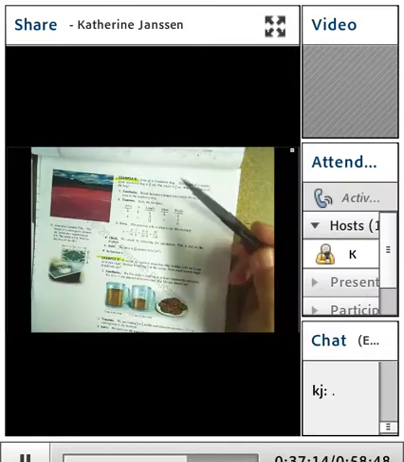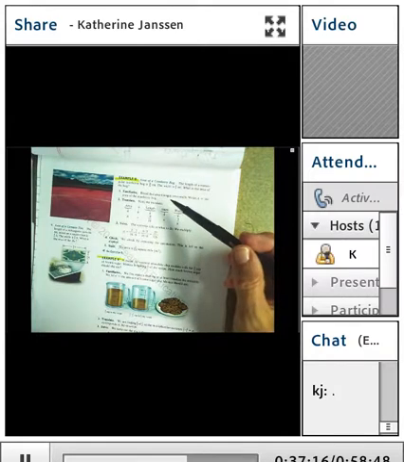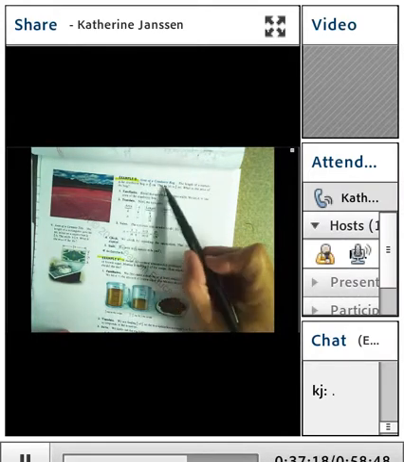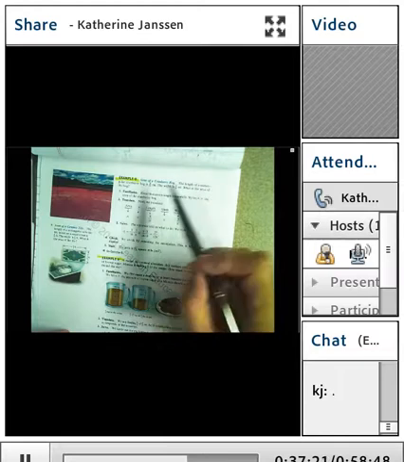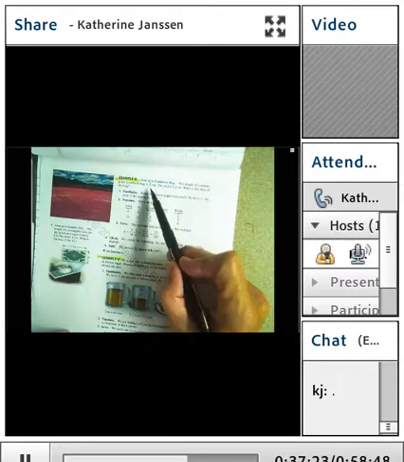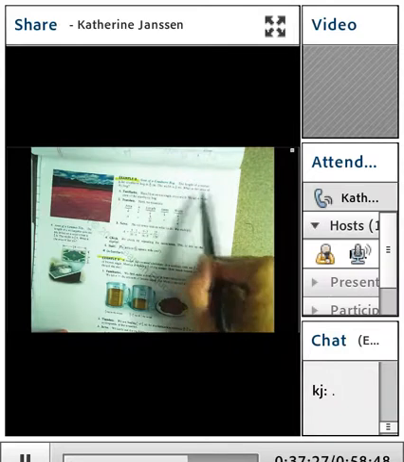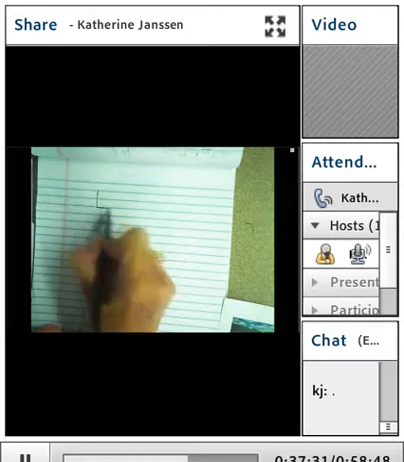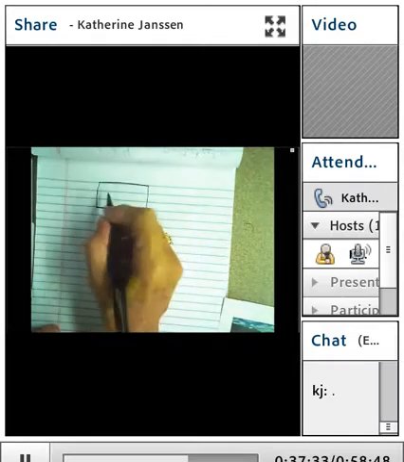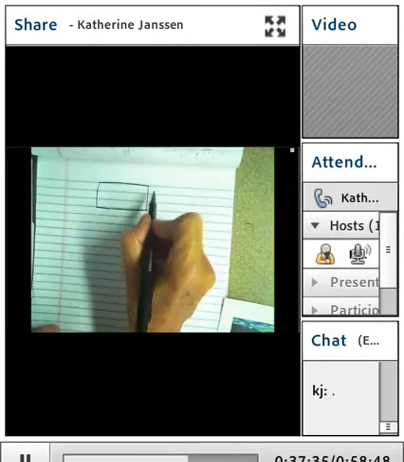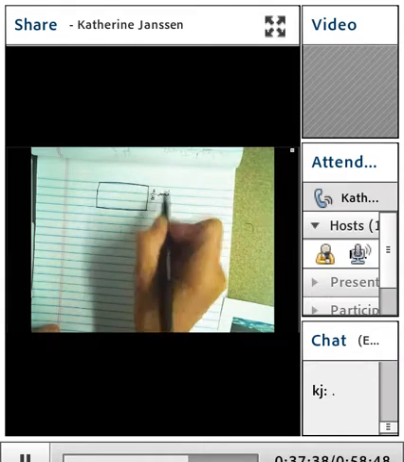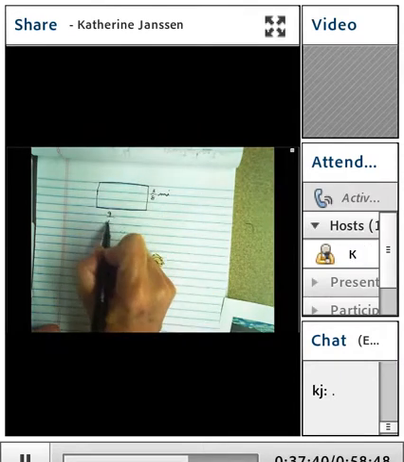Example 8 on page 112. The area of a cranberry bog. The length of a rectangular cranberry bog is 9/16 of a mile. The width is 3/8 mile. What is the area of the bog? Well, first of all, we have to sketch our diagram. We have this rectangular bog, 3/8 mile wide and 9/16 mile long.